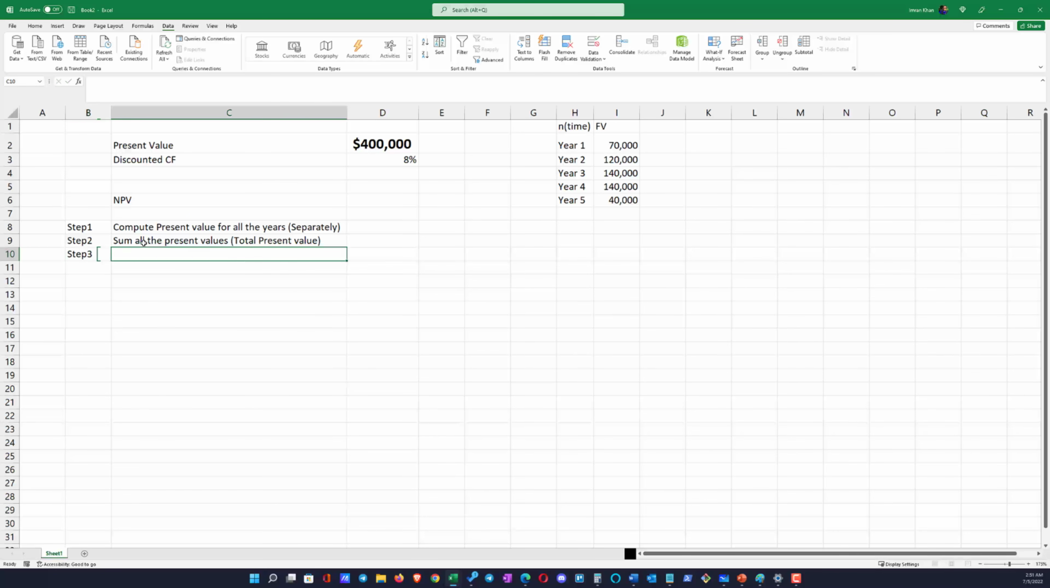Step 3, now once you have the total of all the present values, you need to remove the cash outflow. This is the cash outflow. So you need to remove.